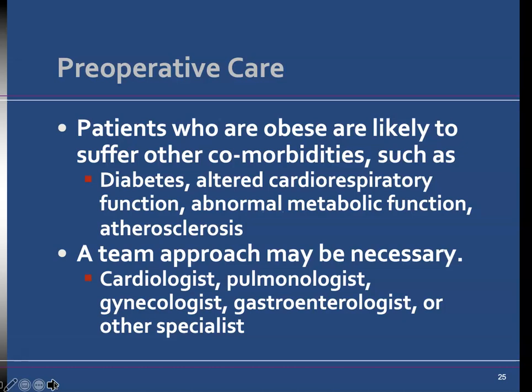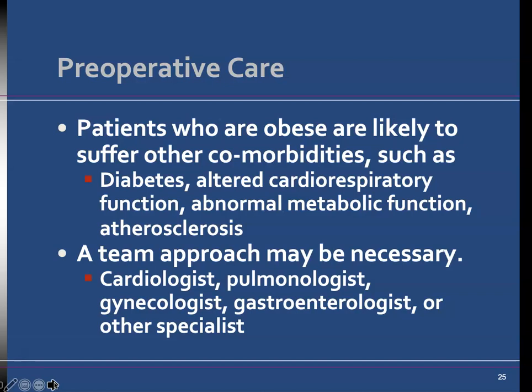Preoperative care. Patients who are obese are likely to suffer other comorbidities such as diabetes, altered cardiorespiratory function, abnormal metabolic function, and atherosclerosis. So basically, remember how the criteria to meet bariatric surgery is to have a BMI greater than 40 and then have something else going on. There we have it. So if you have diabetes and your BMI is greater than 40, then yeah, you're a candidate for bariatric surgery.